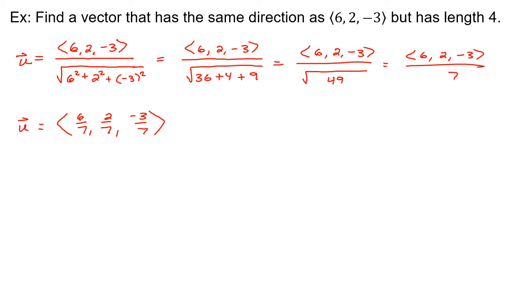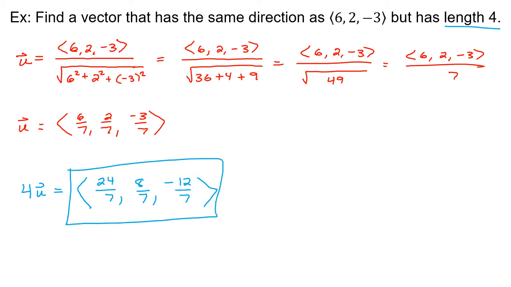And then I want a length of 4, so I want to do 4 times the unit vector. And so 6 times 4 is 24. 2 times 4 is 8. And 4 times negative 3 is negative 12. Oops, sorry. It is not a parenthesis. It is supposed to be a bracket like that. And so this would be a vector in the same direction that has a length of 4.